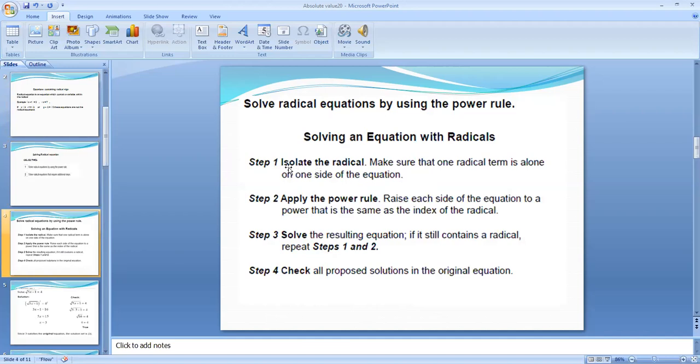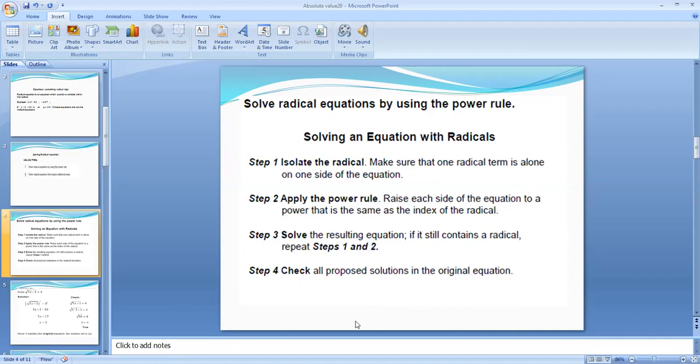Step 1 is isolate the radical. Make sure that one radical term is alone on one side of the equation. Step 2, apply the power rule. Raise each side of the equation to a power that is the same as the index of the radical. Step 3, solve the resulting equation. If it still contains a radical sign, repeat step 1 and step 2 if your question has more than one radical. Check all proposed solutions in the original equation.